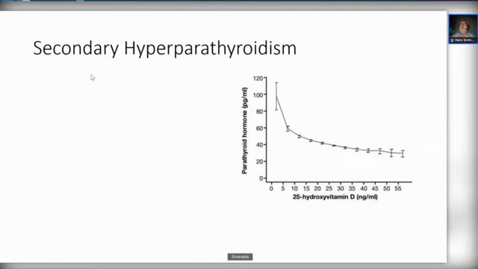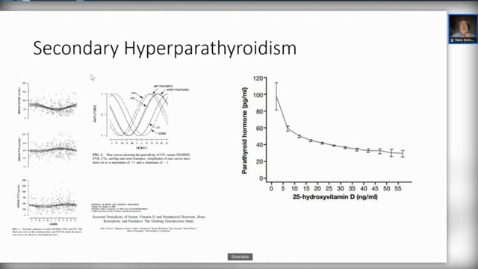Secondary hyperparathyroidism is well recognized: as vitamin D levels fall, the PTH increases. When we looked in 2004, we found there's seasonal variation in Australia like in other countries. Only in Australia, July and August is winter. In winter you have lower vitamin D levels, higher PTH levels, and CTX levels, or bone resorption markers, that are also mildly increased.